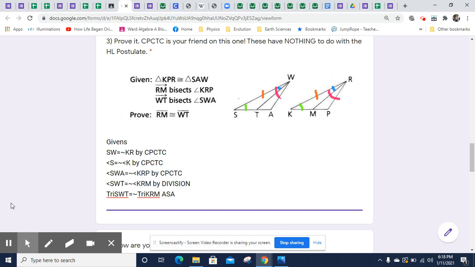Sorry, I'm a little all over the place here. And now, once we have all that, now we can say that RM is congruent to WT by CPCTC. Okay, I hope that helped, and I apologize for being a little rambly all over the place here. But it exposed my thought process as I'm working.